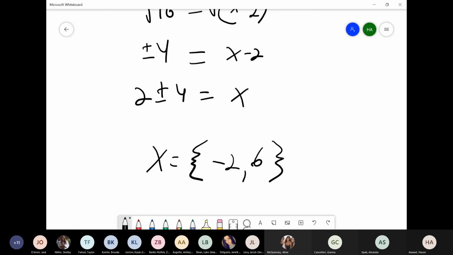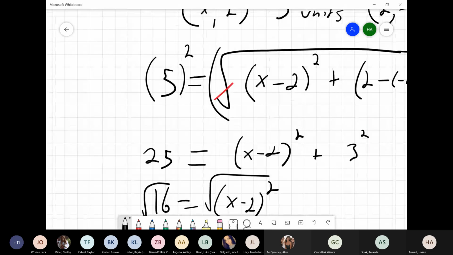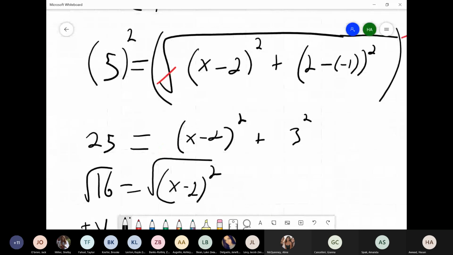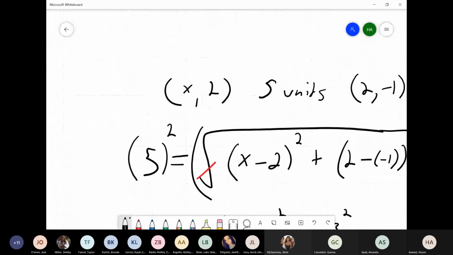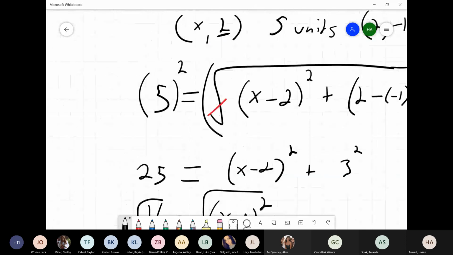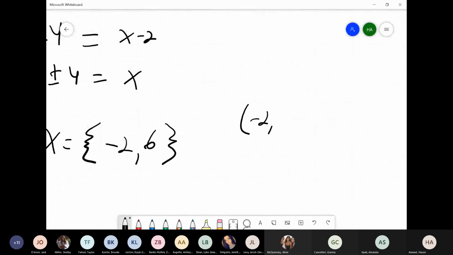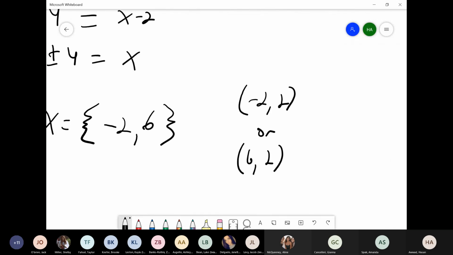So what does this tell us? Well, this tells us that you have 2 possibilities. There's 2 ordered points on the entire coordinate plane whose distance is 5 units away from (2, negative 1). And those 2 points are either (negative 2, 2), right? The y component is staying the same, or (6, 2). So again, your 2 ordered points, if you were writing them down, would be (negative 2, 2) or (6, 2).